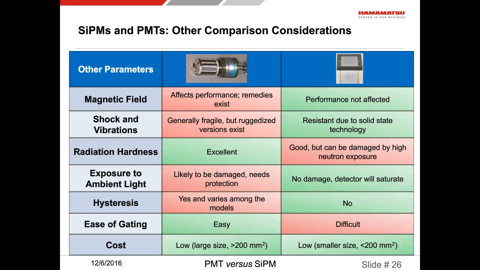Since we have only 45 minutes to discuss these two fascinating devices, let me quickly compare the remaining properties in a tabular form. As always, red is going to represent minus or disadvantage, and green is going to represent advantage. PMTs are susceptible to magnetic field. Their performance can be affected greatly by the presence of the B field. However, remedies do exist. SiPMs are completely immune to magnetic field.